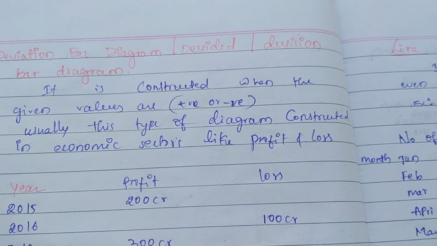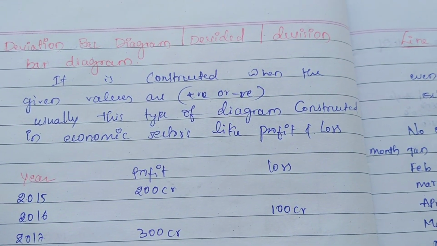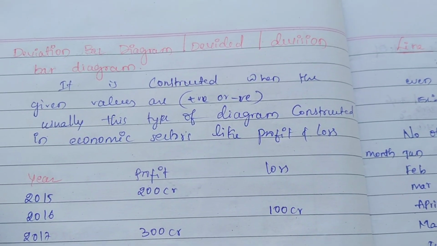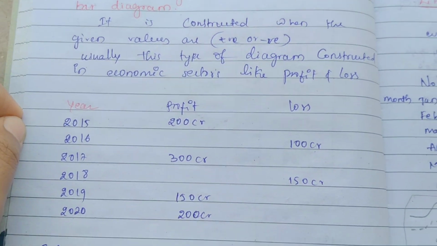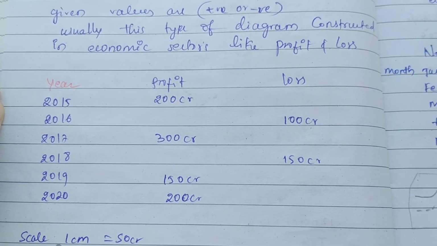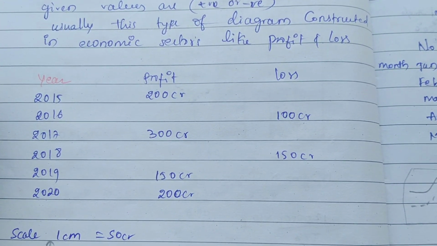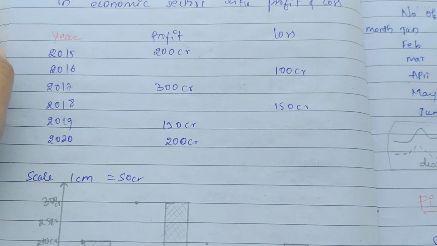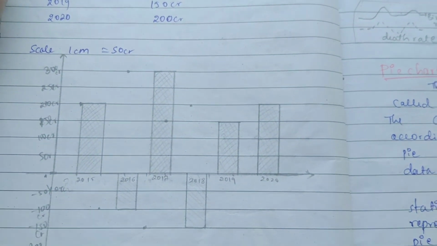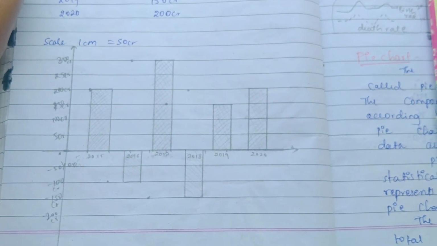Deviation bar diagram, or divided or division bar diagram, is constructed when the given values are positive or negative. Usually this type of diagram is constructed in economic sectors like profit and loss. Here they have given the years with profit and loss. In one year they got profit, and in the year 2016 they got loss. So their profit and loss is presented in the form of a graph.